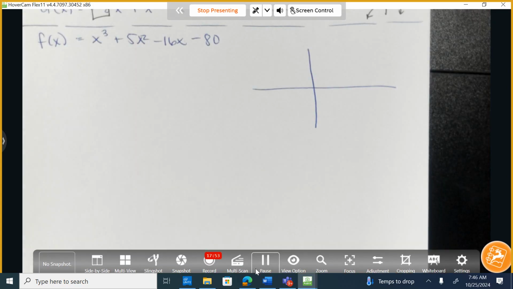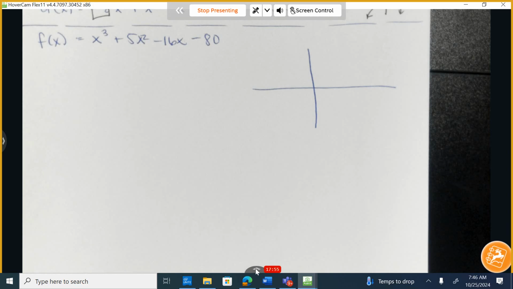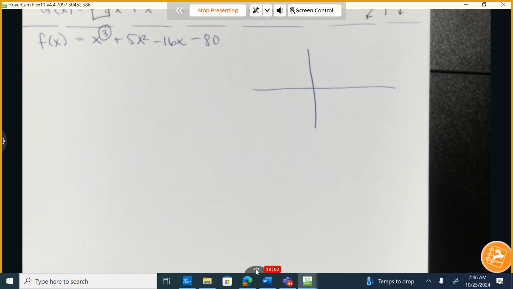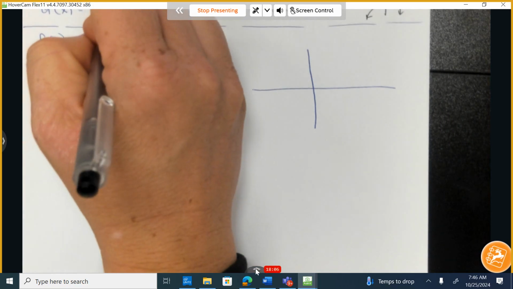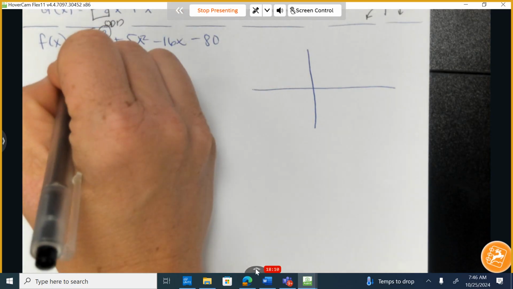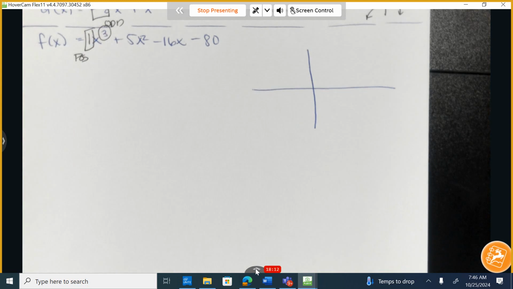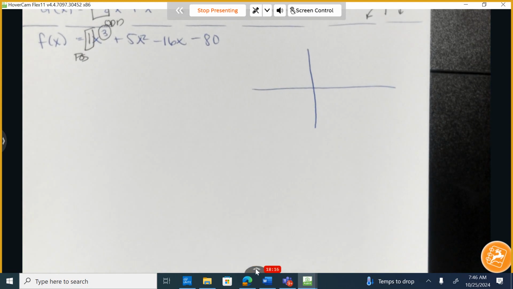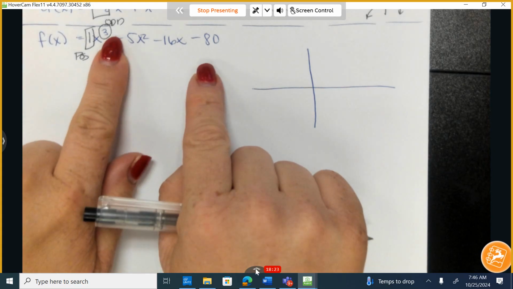All right, we're going to try to put this all together right now. So the first thing we're going to do is we are going to come up here, and I'm going to circle the degree. Above this, I'm going to write odd, and I'm going to box in the leading coefficient and write positive. So this was already in standard form. My handwriting is fairly messy. So it said 1x to the third plus 5x squared minus 16x minus 80. Okay, great. So I have odd, positive.